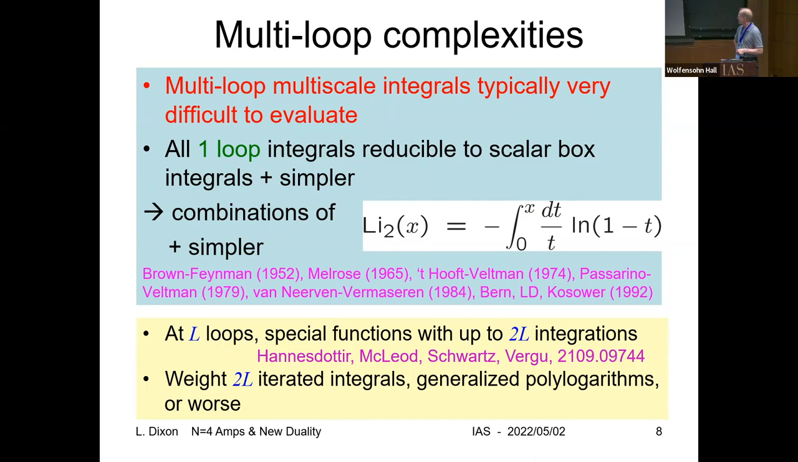There's been some recent work by Hofie Hannesdottir, Andrew McLeod, Matt Schwartz, and Christian Vergu showing that if you have these polylogarithmic functions with symbols, you get at most 2L integrations in the special functions at L loop orders. And these can be called weight 2L iterated integrals or generalized polylogarithms in some cases. In other cases, you get more complicated functions called elliptic polylogarithms. And it's a real challenge to understand all the mathematical complications of the integrals you need for specific processes in some cases.